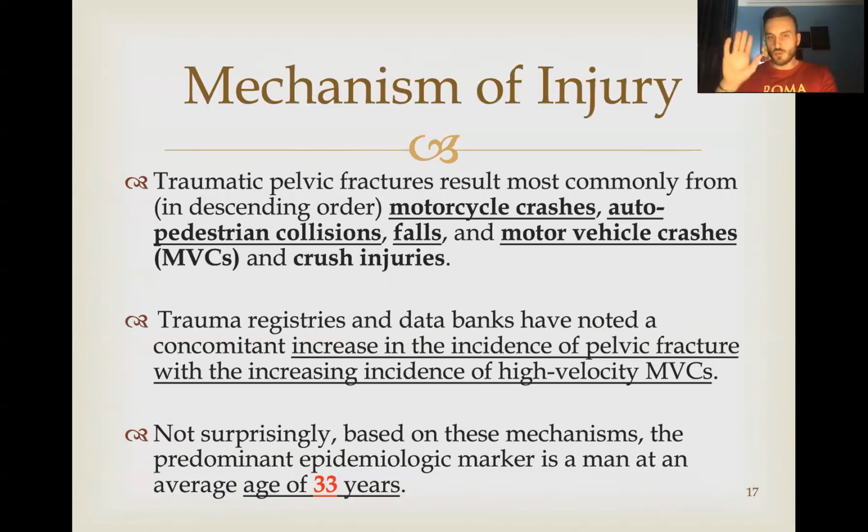Mechanism of injury. Usually, if you want the pelvis to be broken, you have to have high energy trauma, which is mostly motor vehicle crashes or pedestrian RTAs, and so on, and crush injuries. So you have to have high energy trauma. In this trauma, the average age for these people is 33 years.